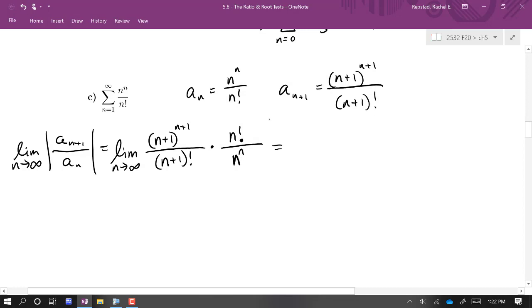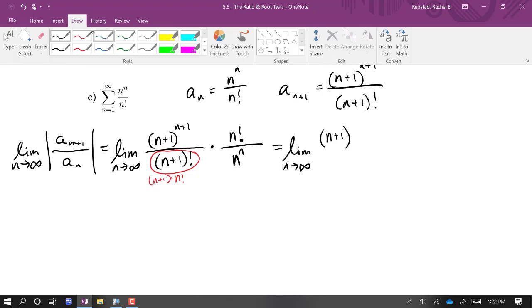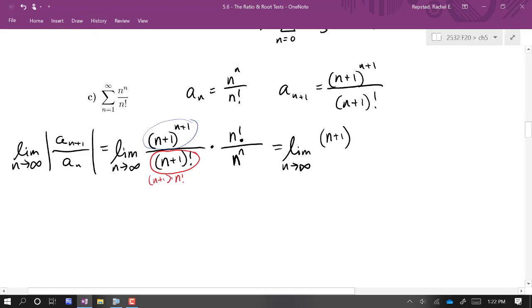Okay, so now I'm going to rewrite this n plus 1 factorial. I know that's equal to n plus 1 times n factorial. I'm going to do that at the same time. This n plus 1 to the n plus 1 power, I'm going to write that as n plus 1 to the first times n plus 1 to the n.